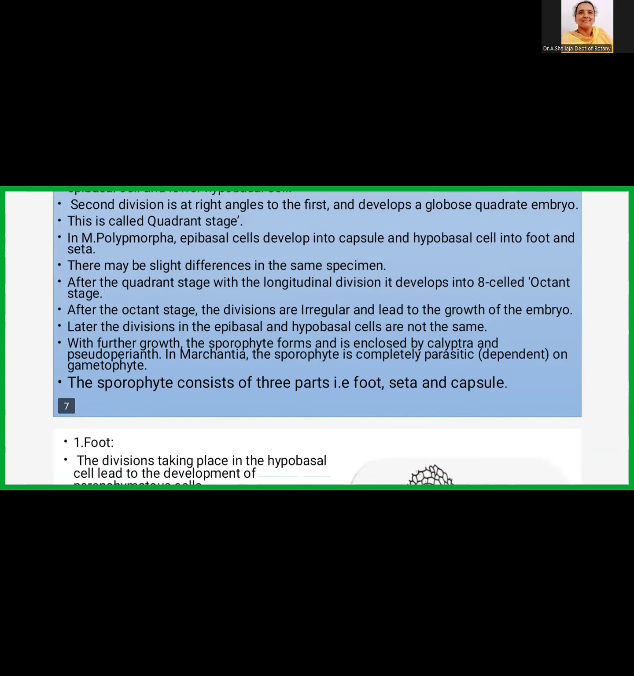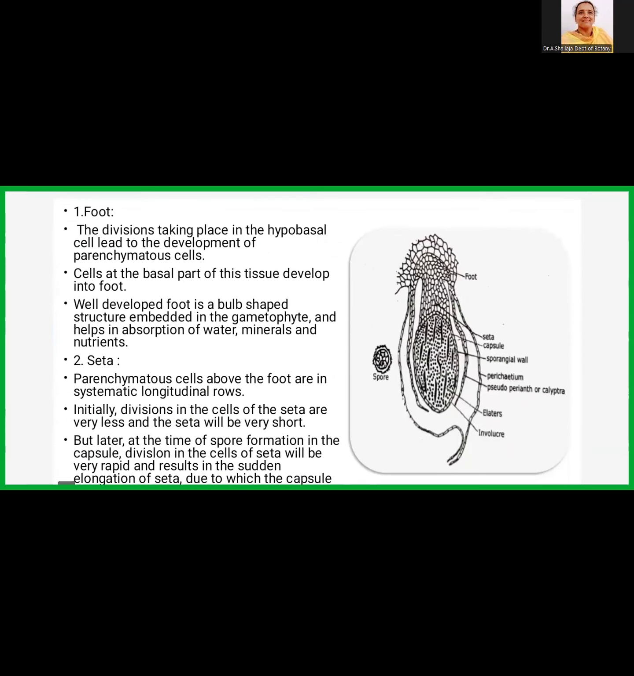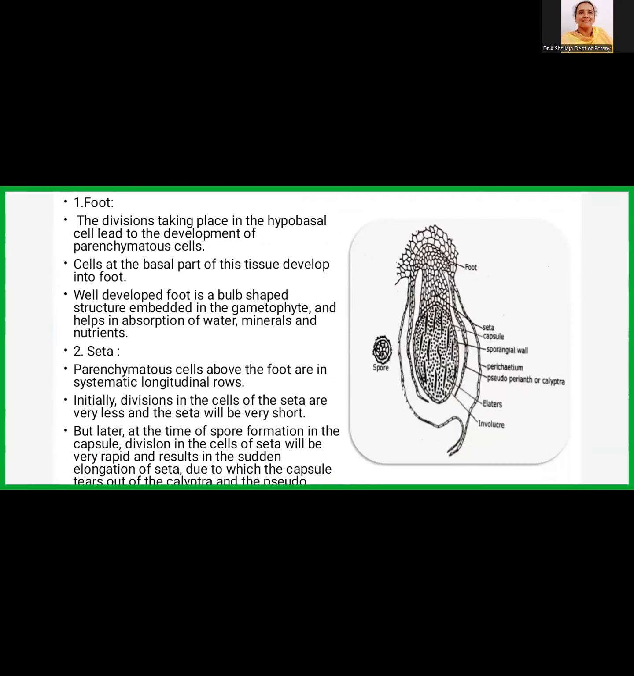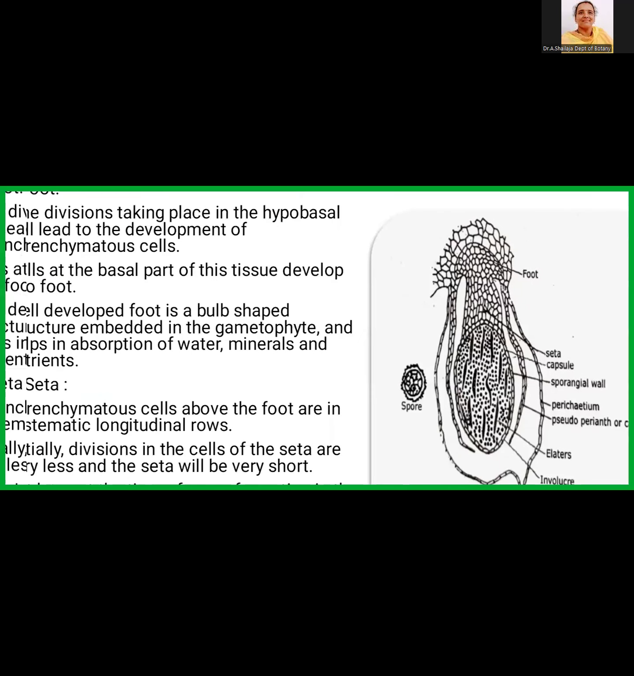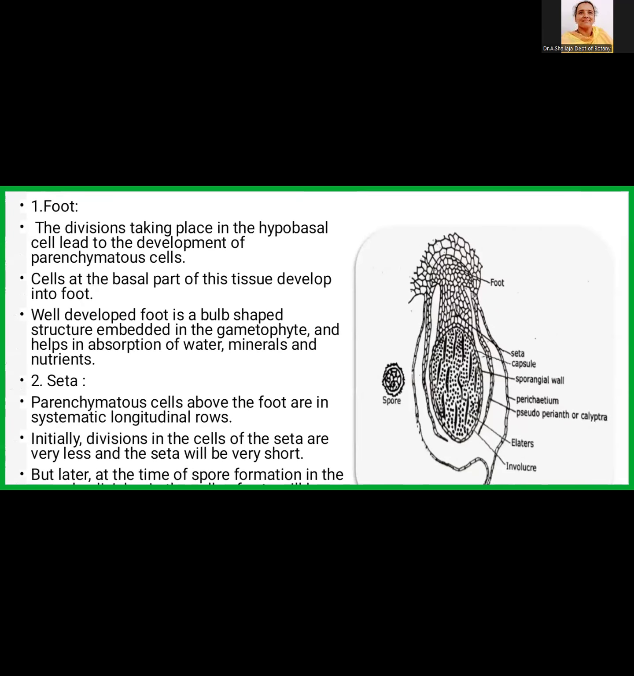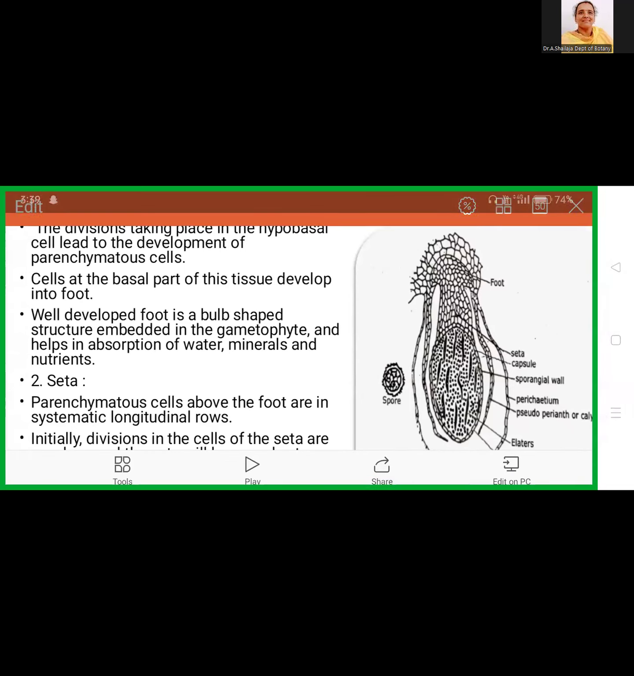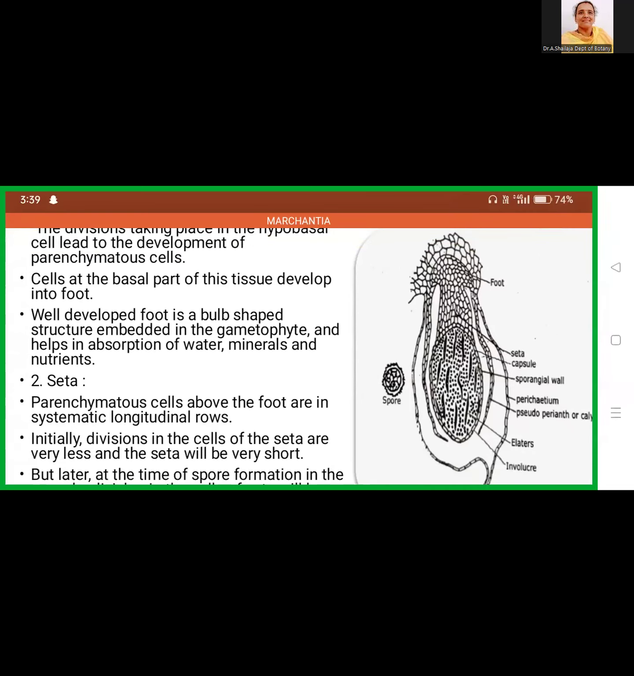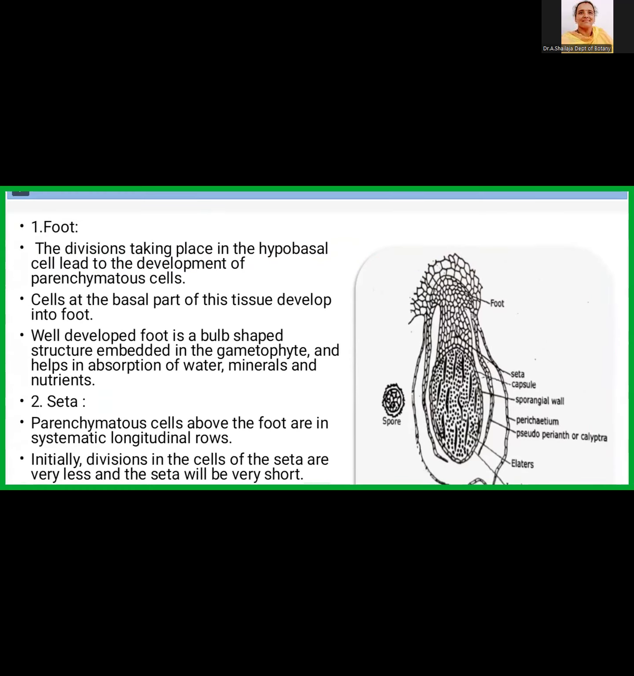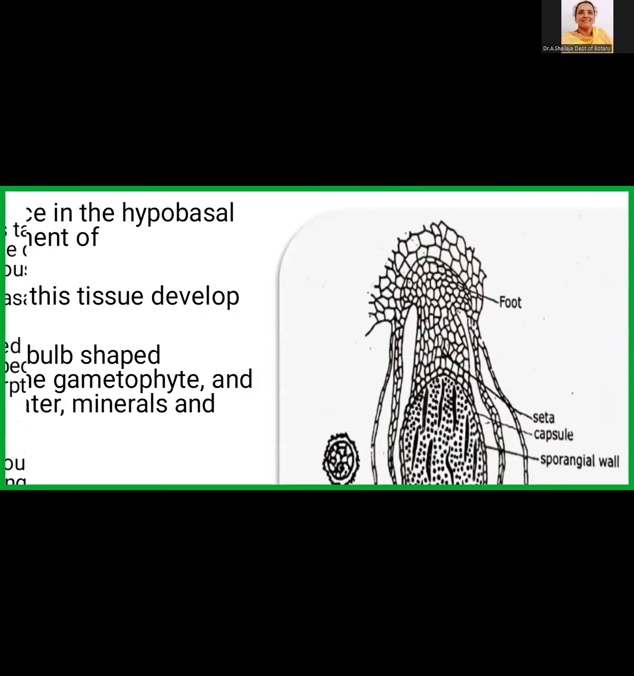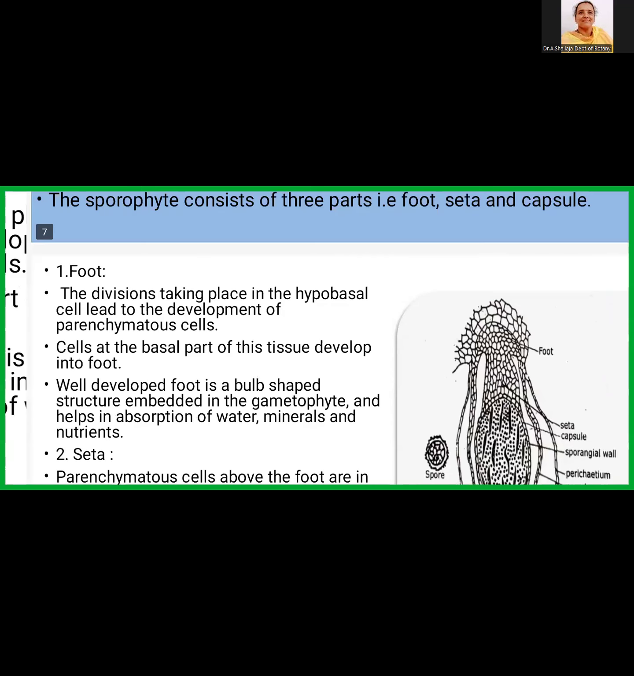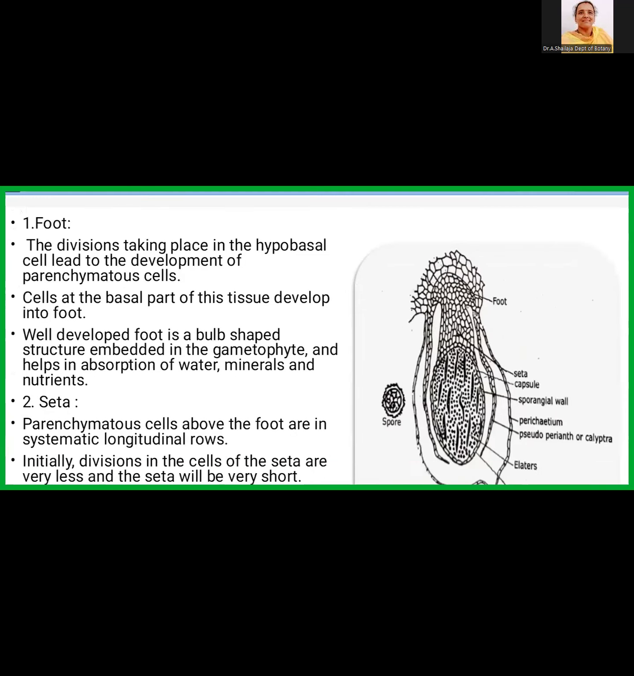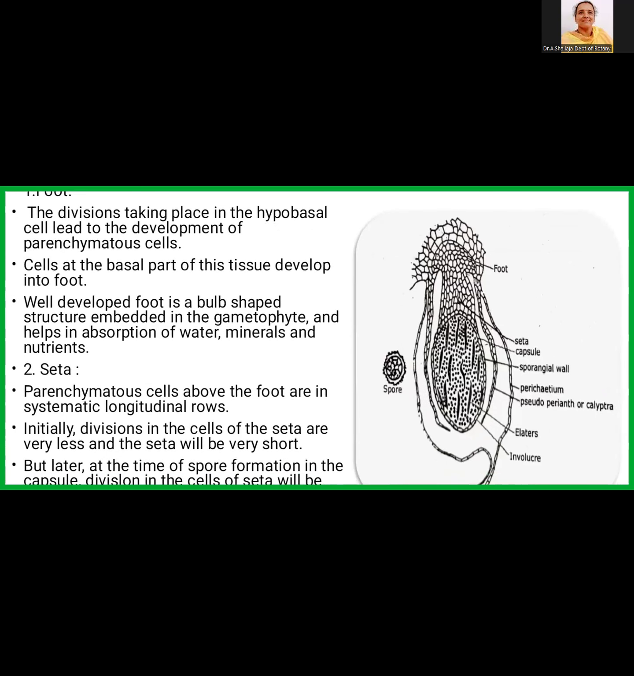The sporophyte consists of three parts: foot, seta, and capsule. This is the structure of Marchantia. So three parts are there: foot, seta, and capsule. First, the foot. In the foot, we observe that the divisions taking place in the hypobasal cell lead to the development of parenchymatous cells. Cells at the basal part of this tissue develop into the foot.